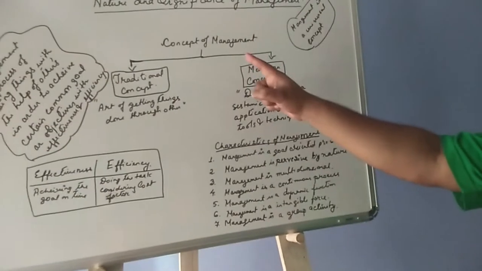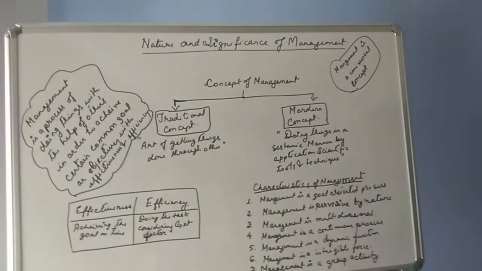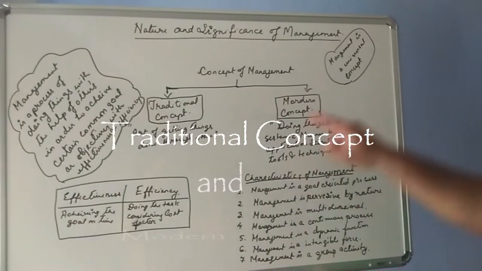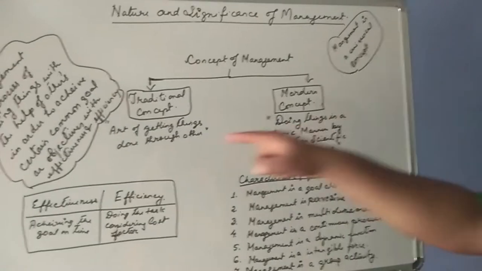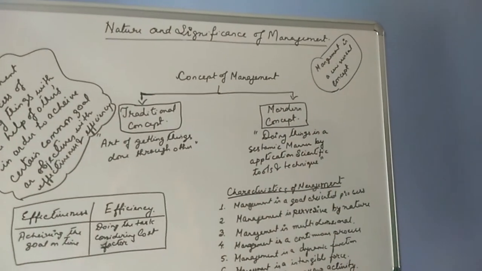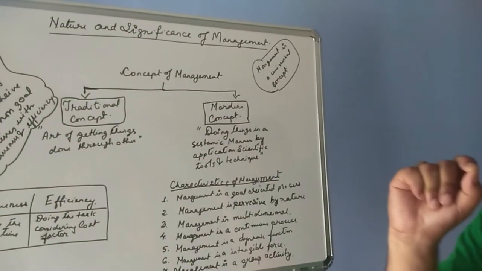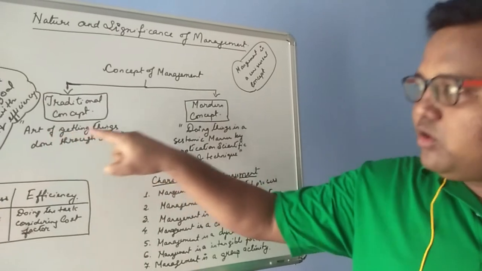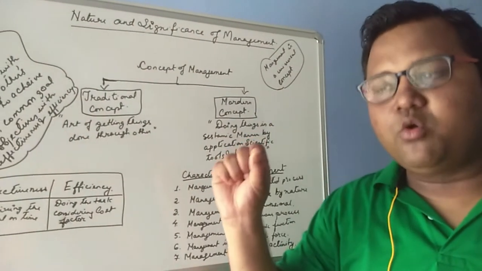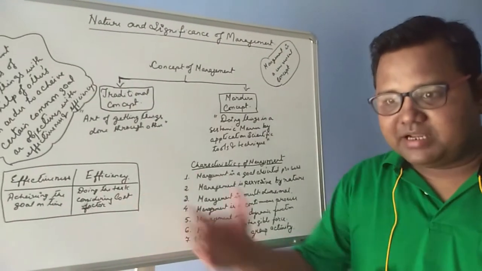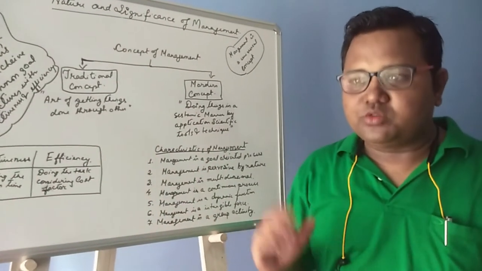Next, we shall proceed towards the concept of management. The concept of management has been grouped into two categories: number one, the traditional concept, and number two, the modern concept. The traditional concept means the art of getting things done through others. One common factor we need is completion of the task through the help of others. By taking the support of others, the work is being completed. That is the traditional concept.